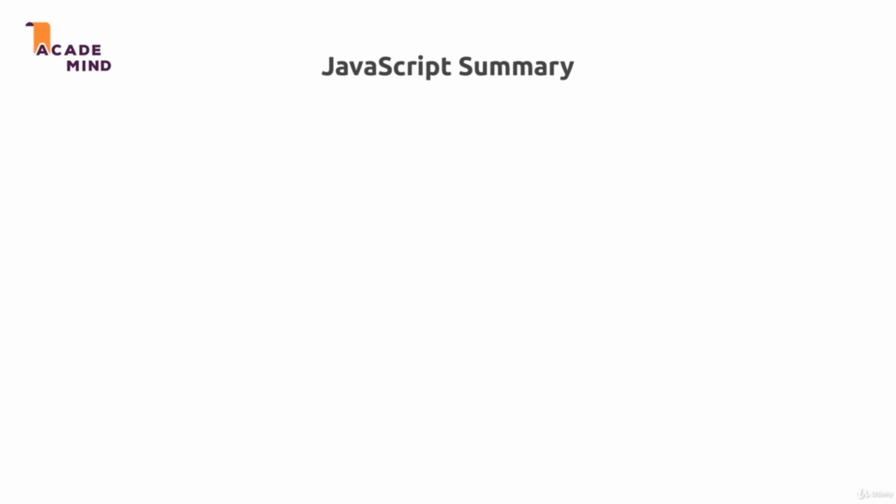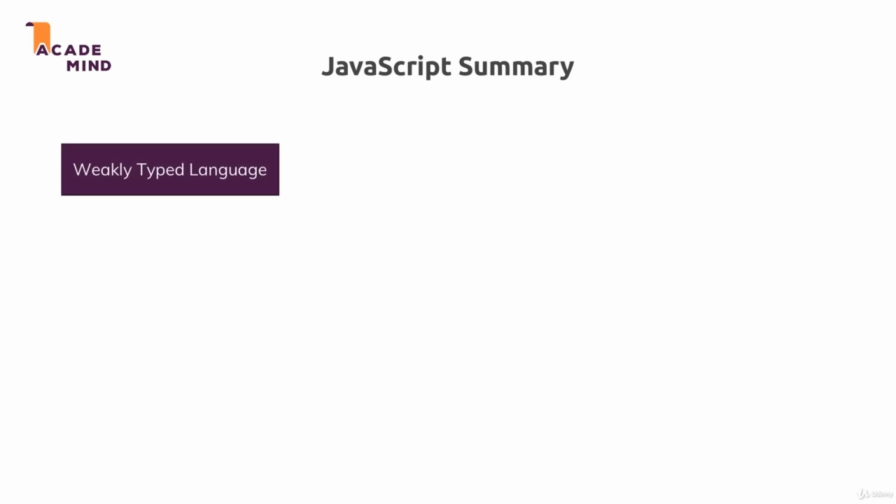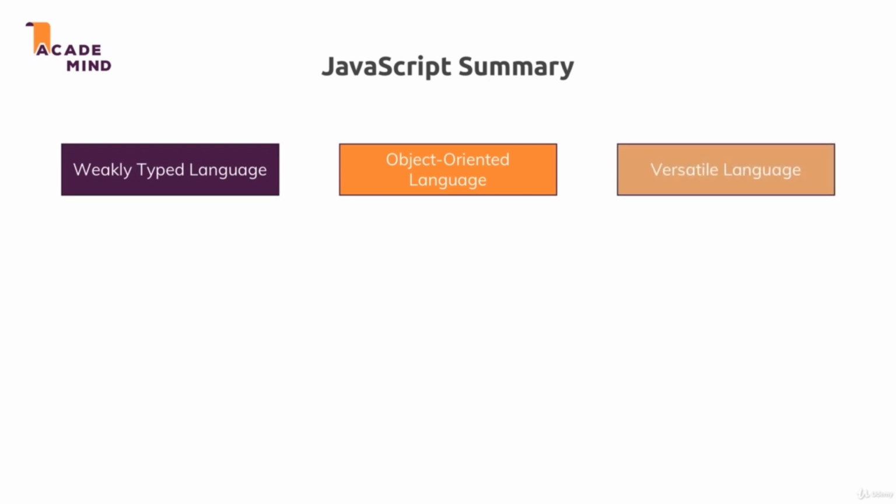So now that we know for whom this module is, let me summarize JavaScript briefly. JavaScript is a weakly typed programming language. It's an object-oriented programming language, and it's very versatile. Now, what do I mean with that?